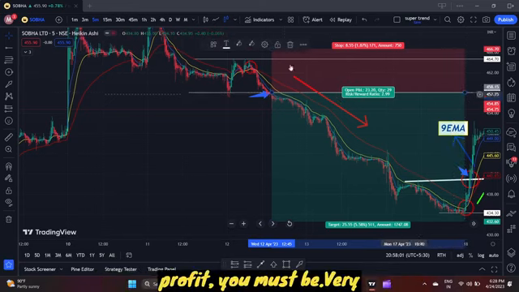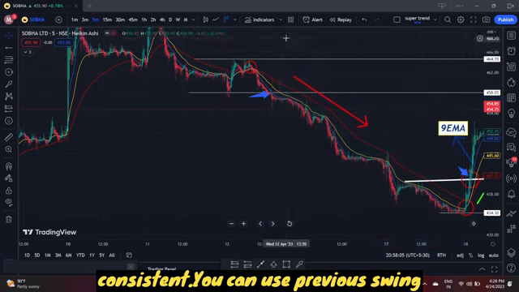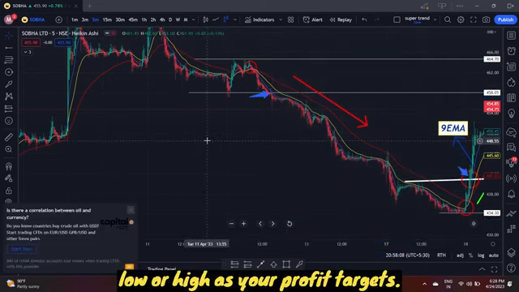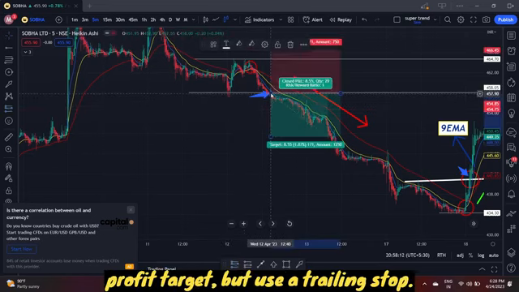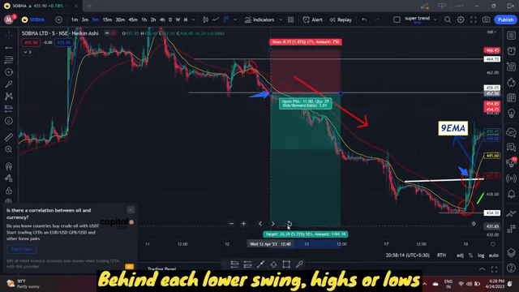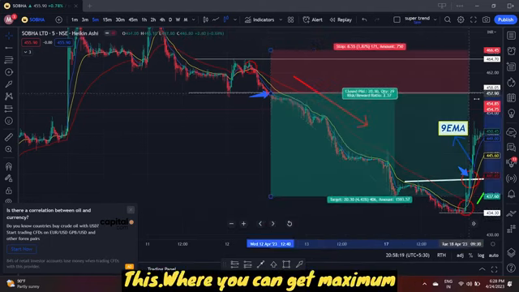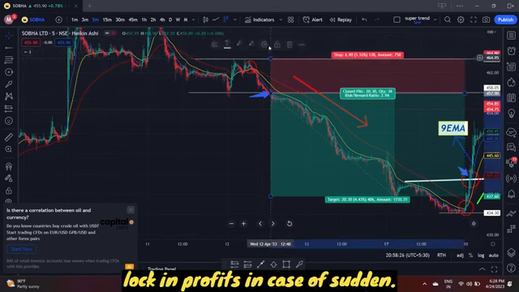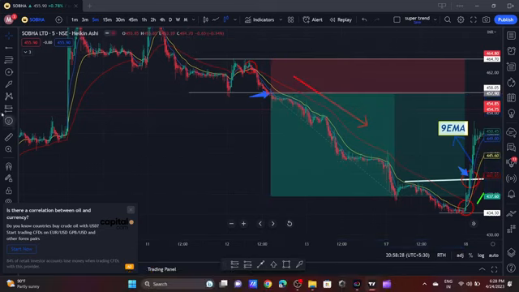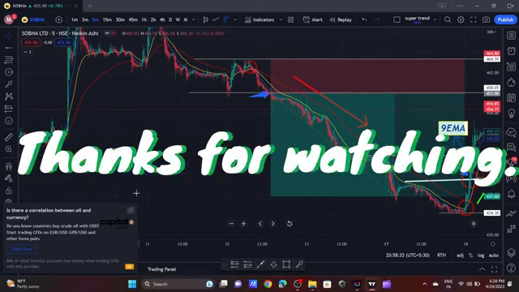Now when it comes to take profit, you must be very consistent. You can use previous swing low or high as your profit targets. Another option is not to place a fixed profit target but use a trailing stop behind each lower swing high or low when the price moves in your favor. This way you can get maximum profits until you get stopped out. Trailing stops will also enable you to lock in profits in case of a sudden reversal that may take out your profits immediately.